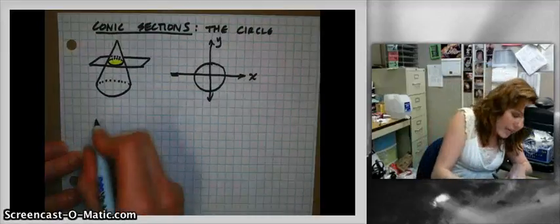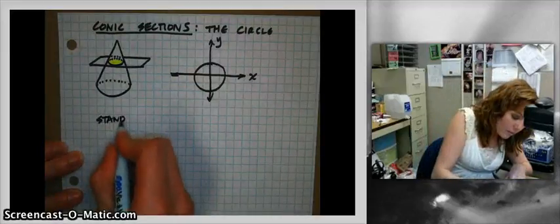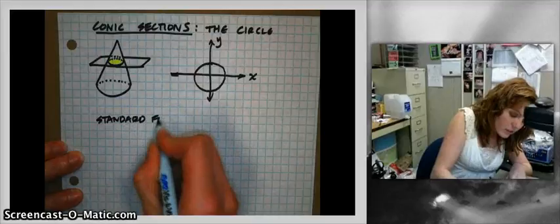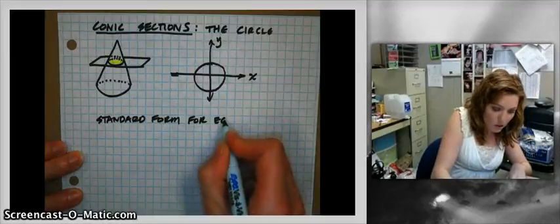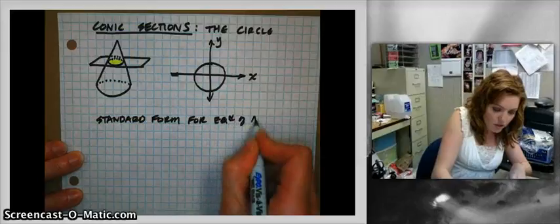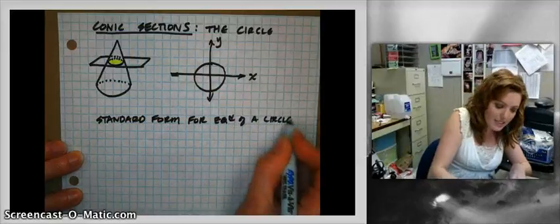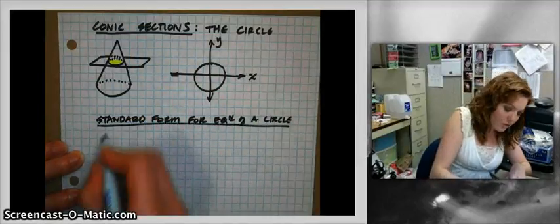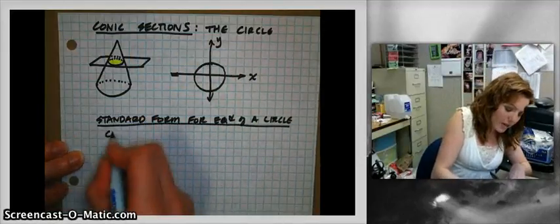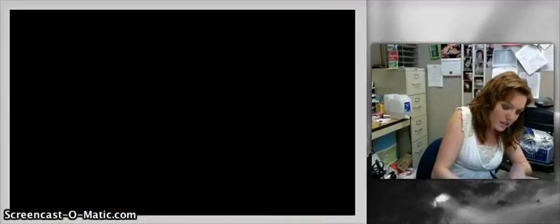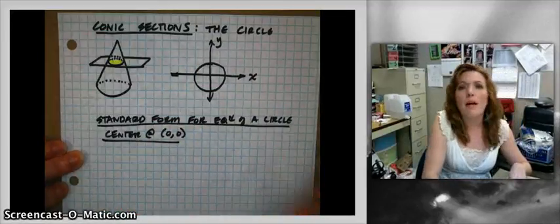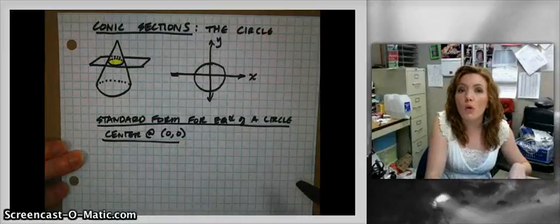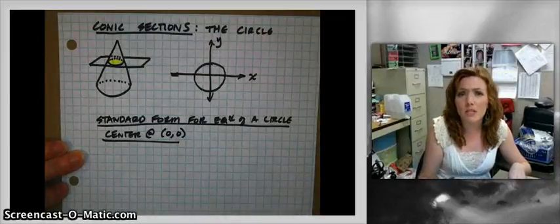So let's look at standard form for the equation of a circle. We're going to have two conditions here, okay? The first condition is we have the center at 0, 0. And then, as we all know, graphs can move around anywhere in the x and y coordinate system.